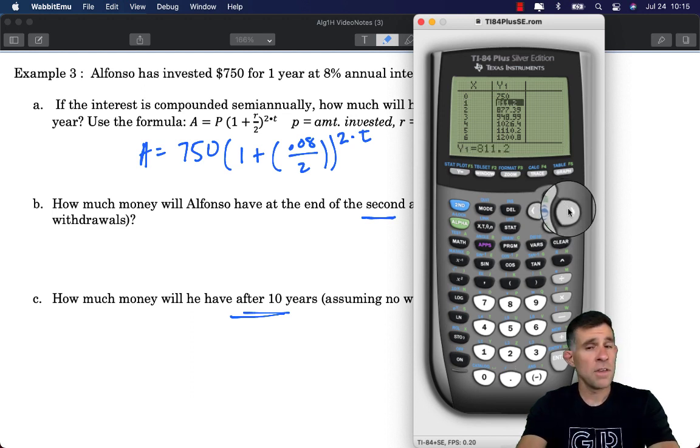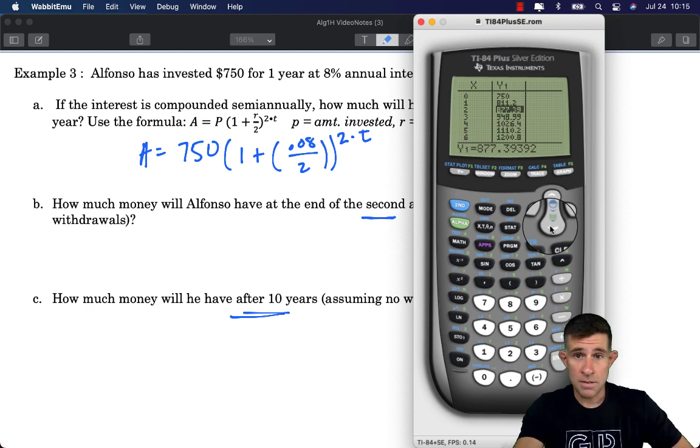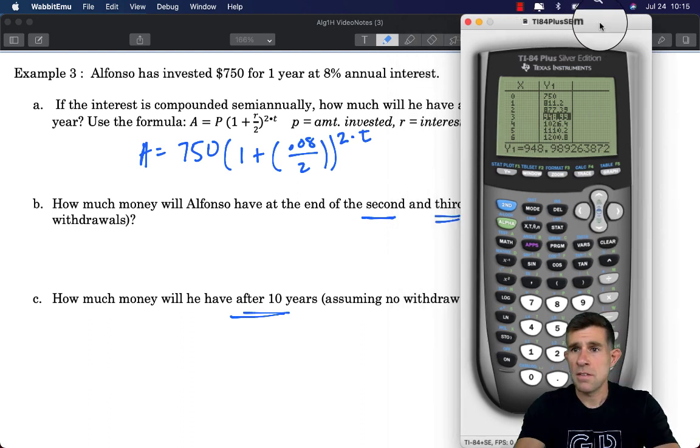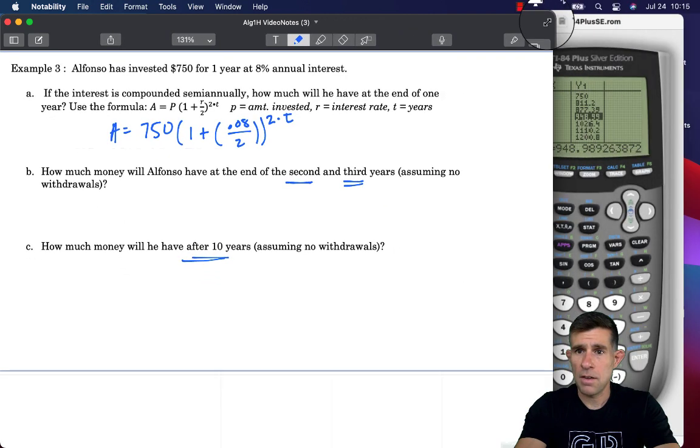My $750 is now turned into $811.20. In the second year, I can see that that $750 has now grown to $877.39. And in the third year, I have $948.99. So I'm just going to slide this calculator over here, and we are going to copy down our solutions.